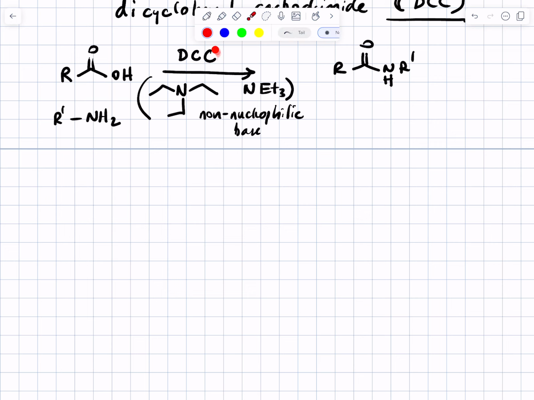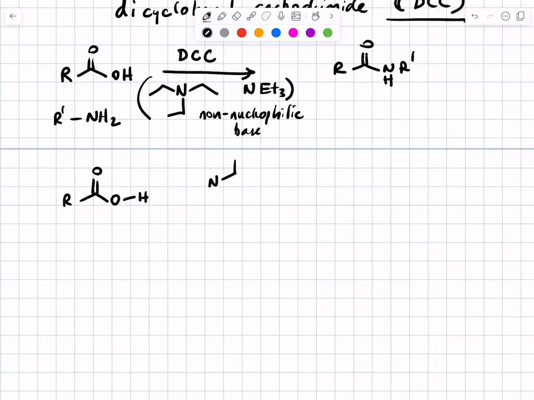Just be okay if you see DCC as a reagent with triethylamine as another reagent as well, because in practice you often need both of those. All right, so I'll show you dicyclohexyl carbodiimide.